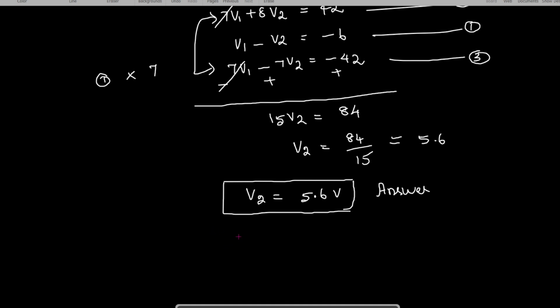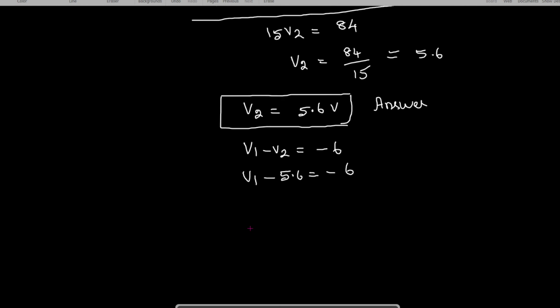And then we have to find out what is V1, right? For that we can refer to this first equation again. So V1 minus V2 is equal to minus 6. In that, if you substitute V2, then you will get V1 minus 5.6 equal to minus 6. So V1 is equal to minus 6 plus 5.6, that is equal to minus 0.4 volts. So minus 0.4 volts can be written as minus 400 millivolts.